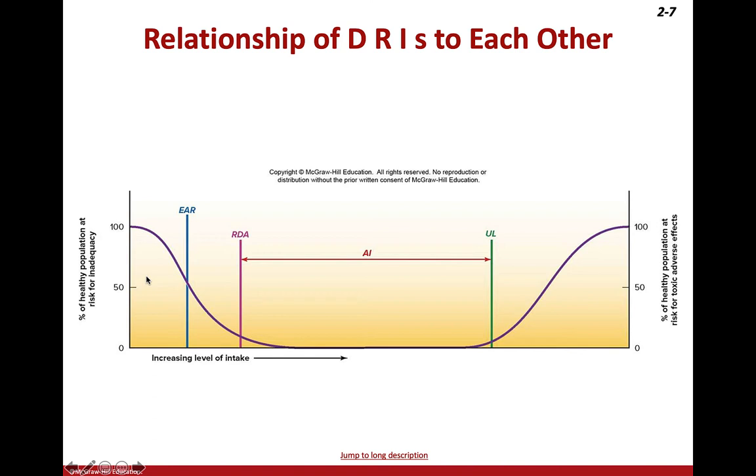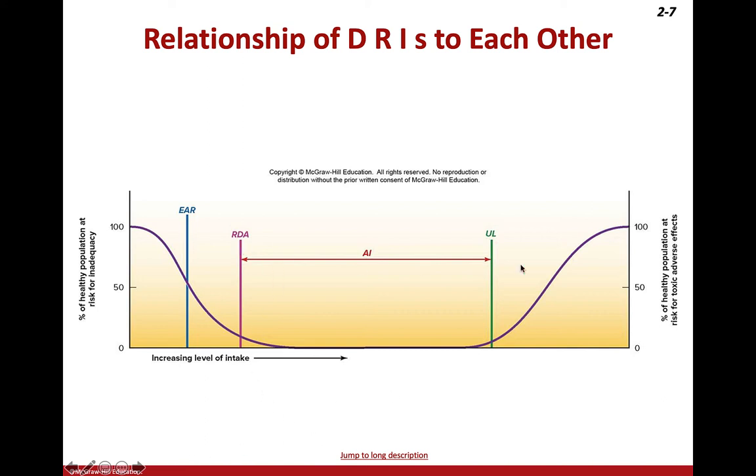Now, this is a really important chart because it's talking about the relationship of DRIs to each other. So kind of want to look at a couple of things here. On the x-axis, we've got increasing level of intake. Over here, percent of healthy population at risk for inadequacy. And over here, percent of healthy population at risk for toxicity. All right, so we've got a range here, and notice what's kind of happening here.